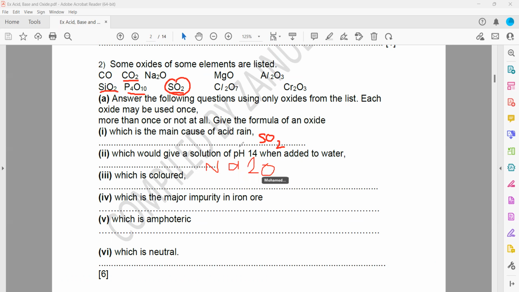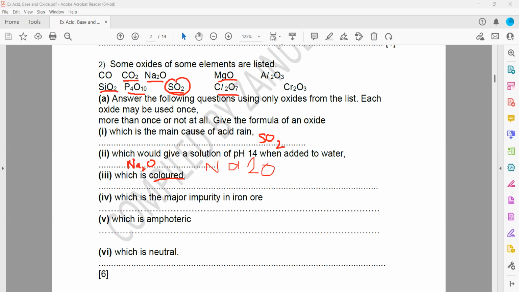14? pH 14 means it should be a basic oxide, and group 1 metals, like this one, give a basic oxide: sodium oxide, magnesium, even chlorine oxide is acidic. So which one is a basic oxide which gives a pH 14? That is sodium oxide.